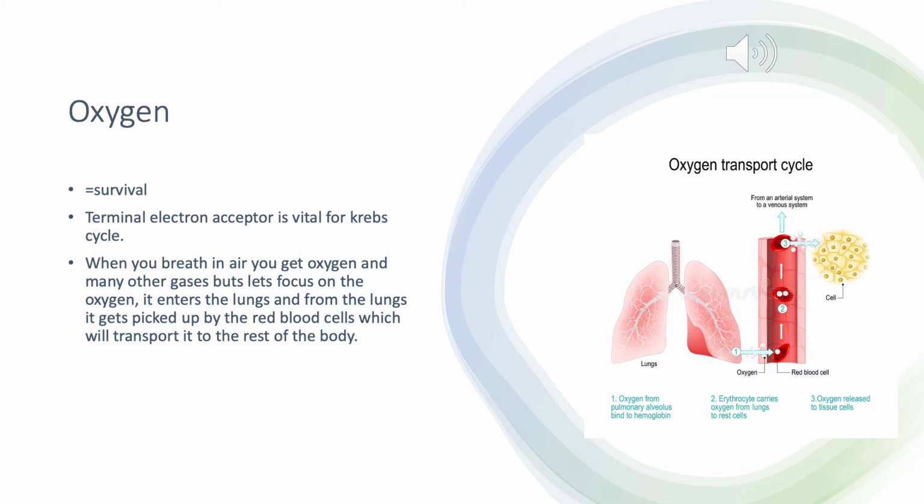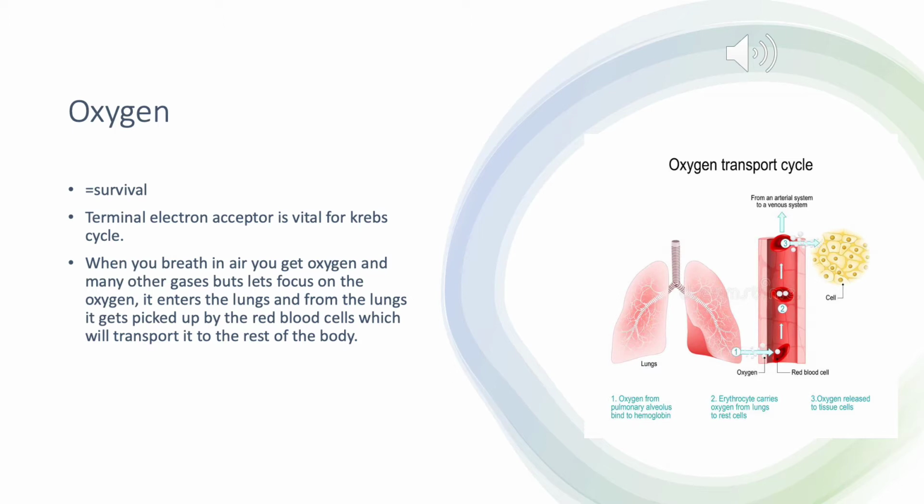When we breathe in air, we get oxygen and many other gases. However, let's focus on oxygen. It's going to enter the lungs, and from the lungs, it's going to get picked up by the red blood cells, which will then transport it to the rest of the body. So here in this figure is the oxygen transport cycle.